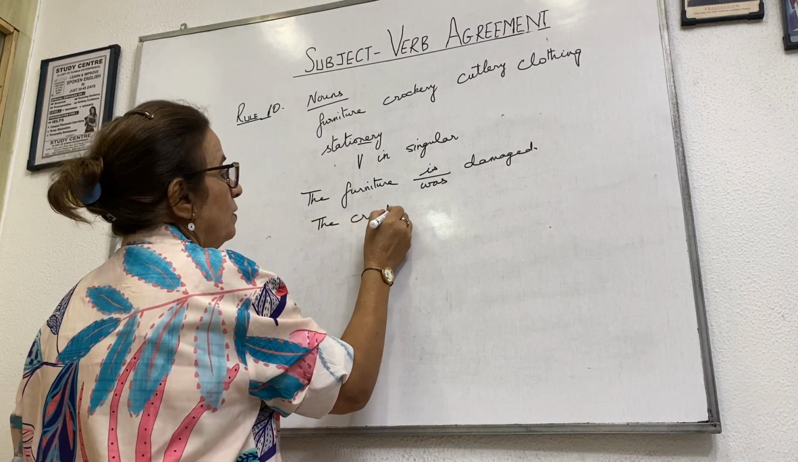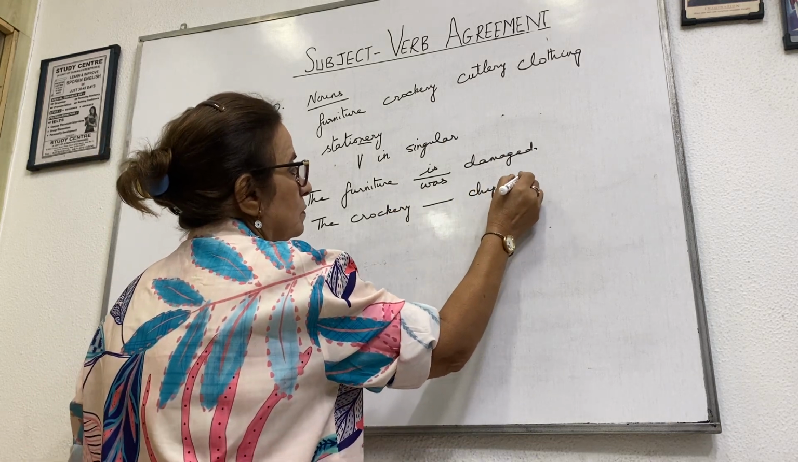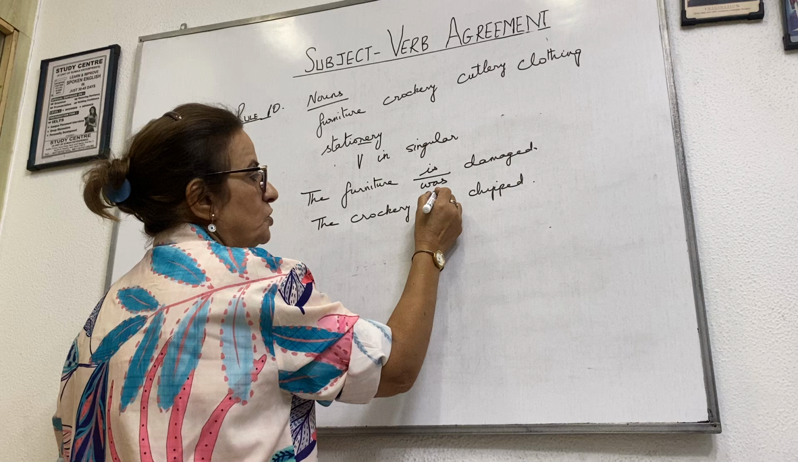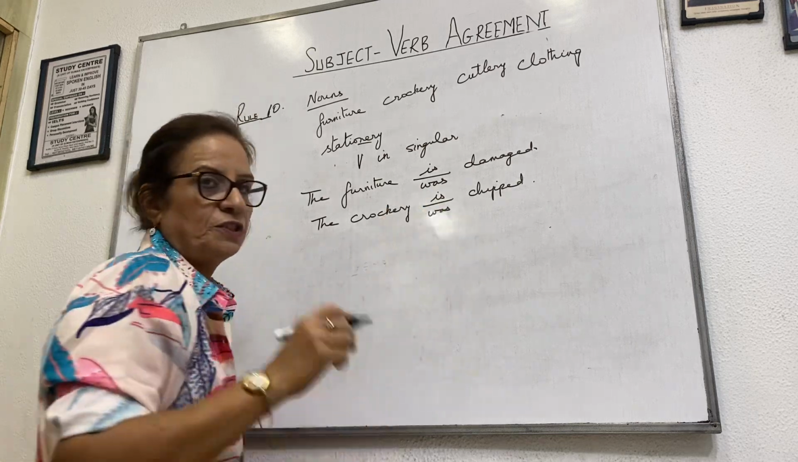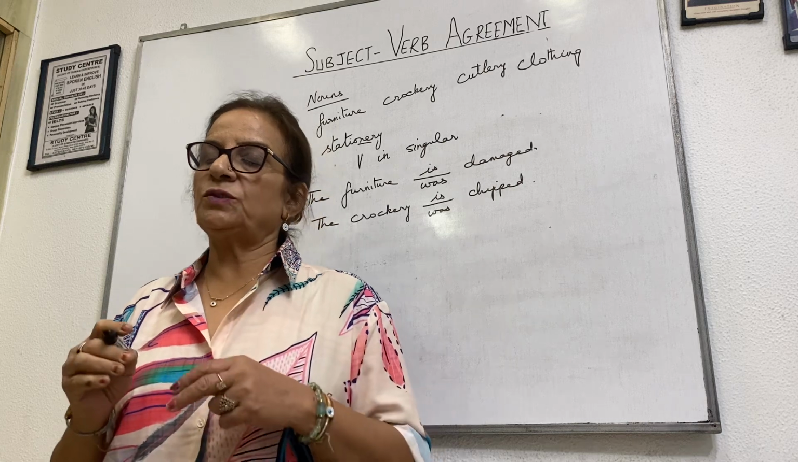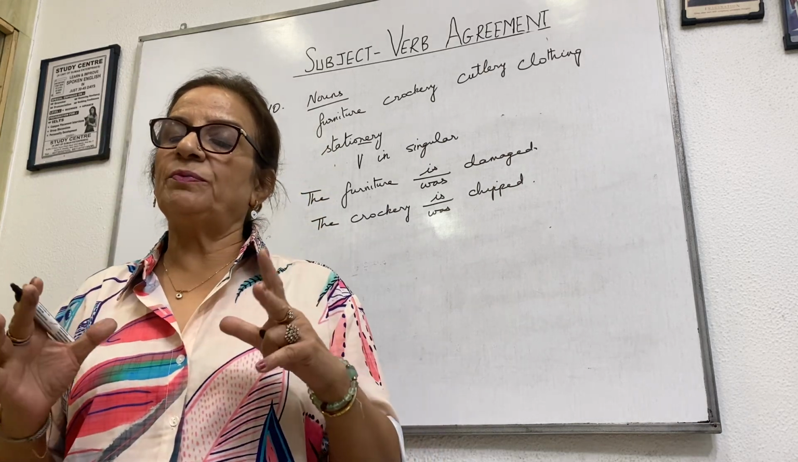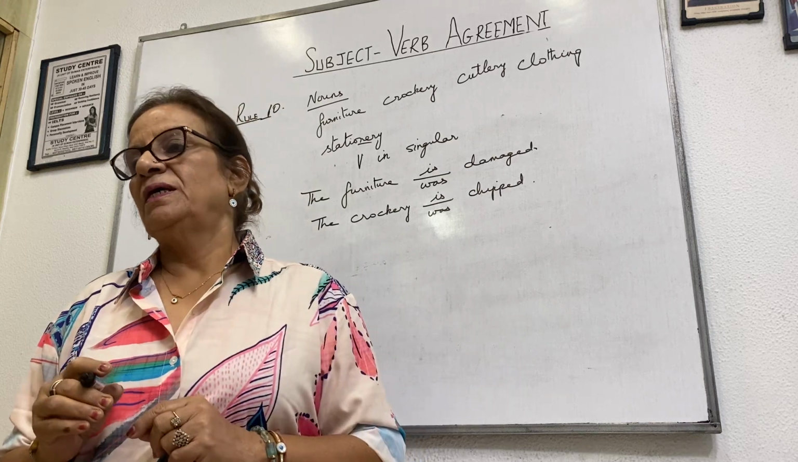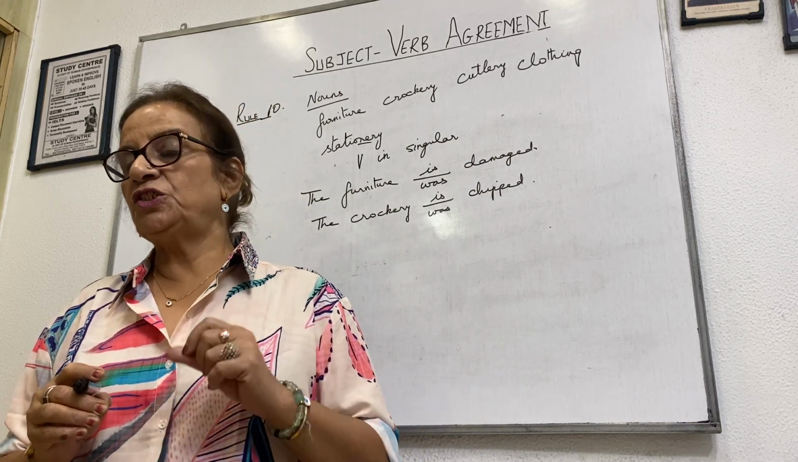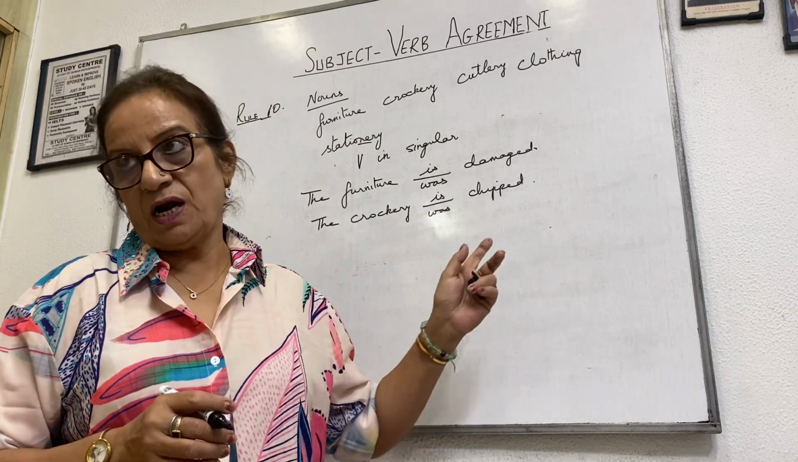The crockery chipped. So, is chipped or was chipped. Chipped means a little piece broken from the plate or the bowl or the side plate. It's not completely broken, but some piece has broken from the side. So that is called chipped. So the crockery is chipped, not are chipped.